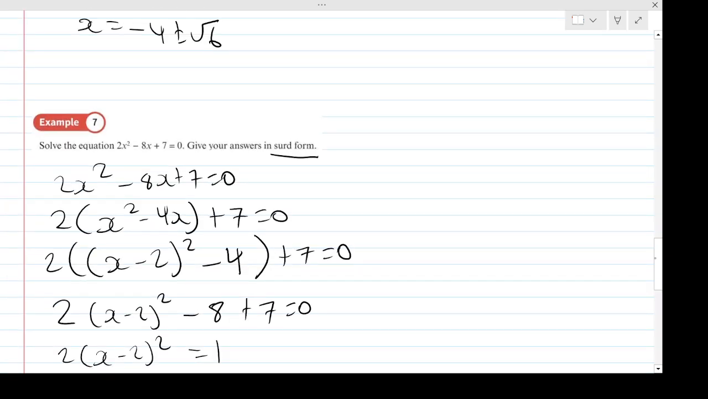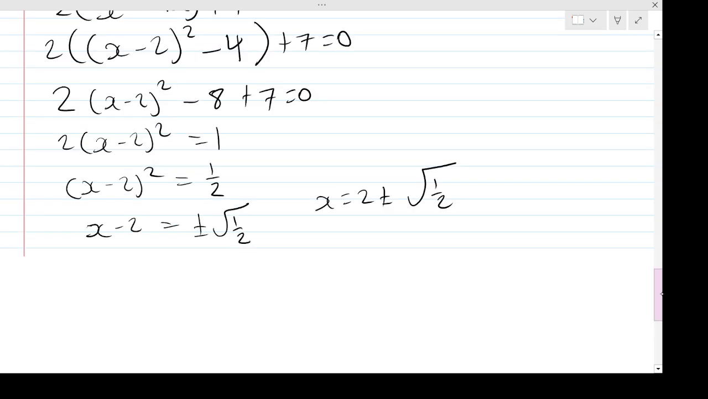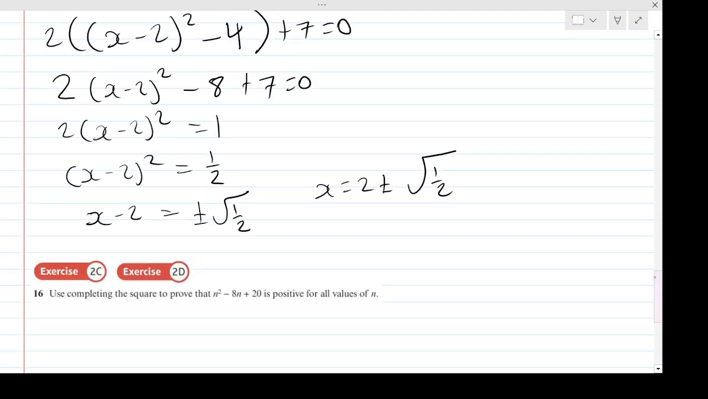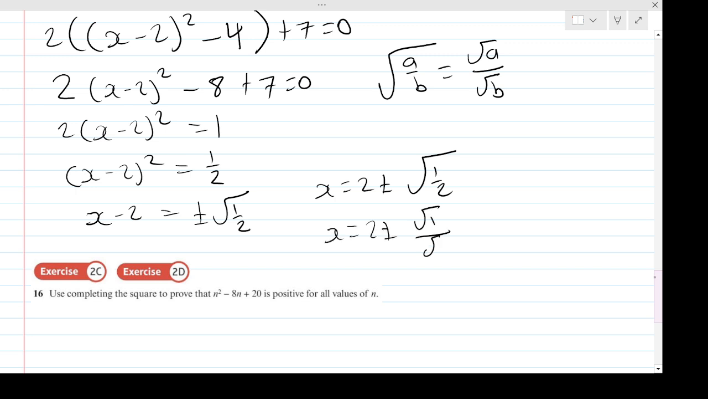Yes, it says give our answers in surd form. So again, keep the surds. We could simplify it a little bit, right? If you remember our surd laws, back in the other chapter. If we have root a over b, I can split the root up to be root a over root b instead. And then if I do that, x would be 2 plus or minus root 1 over root 2. But root 1 is just 1. So then x would be 2 plus or minus 1 over root 2.